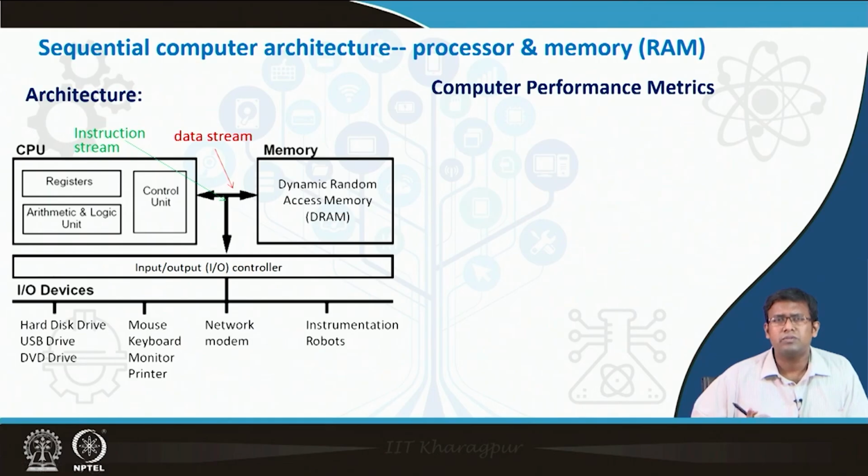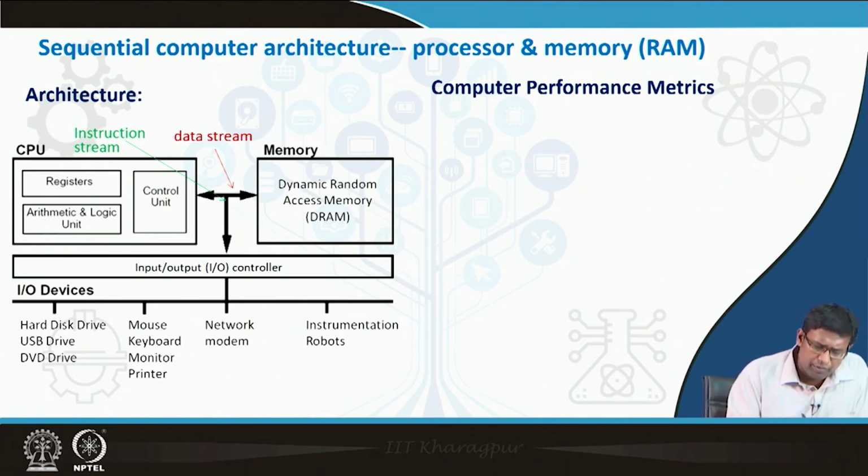These two streams of process are important. One is the data stream: the data is fetched from memory, goes to the CPU, and the CPU returns the data back. Another is the instruction stream: this set of instructions is given to the CPU, and it processes those instructions on the data stream, on the data that it has fetched from the memory.